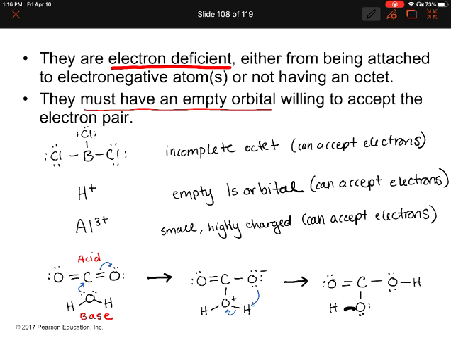Okay, so again, the reason that carbon dioxide was an acid in this example is because it could rearrange its electrons and therefore open up an empty orbital. And that empty orbital can accept electrons.